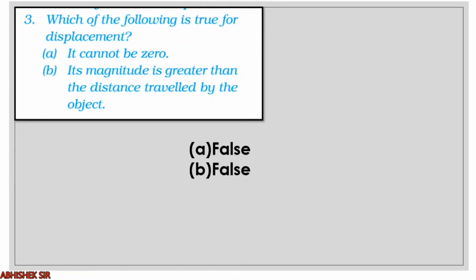Which of the following is true for displacement? The first case is it cannot be zero. Displacement cannot be zero is a false statement because displacement can be zero. Second, its magnitude is greater than the distance traveled by the object. Well, again it is false because its magnitude is always either equal to or less than the distance traveled. So both the statements are false.